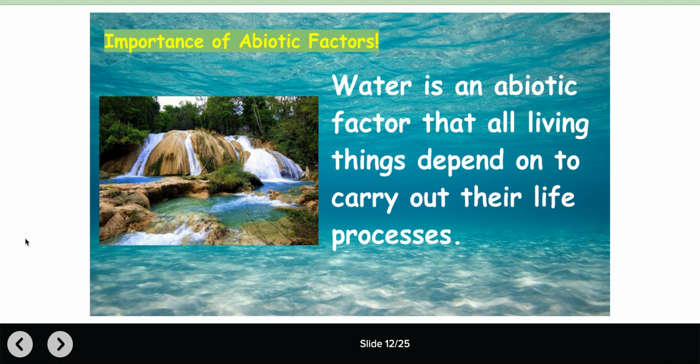Now, we're going to be going into some various abiotic factors and talk about why they're so important. Like water, for example, it's an abiotic factor that all living things depend on to carry on their life processes. Because guess what, guys? Our bodies are like 75% water, roughly? And we need at least 1 liter of water to live each day.